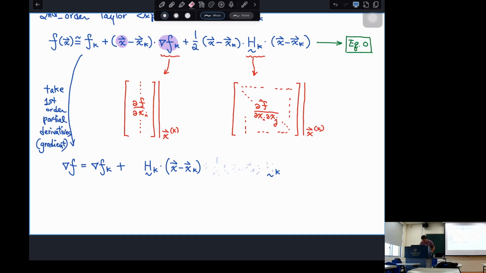Because both terms have a coefficient of 1/2, right? This is the end after you take the gradient operation. So I'm going to call this equation number 1. So there was equation 0, and this is equation number 1.